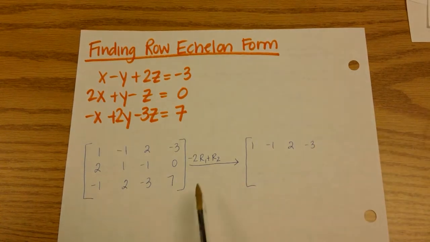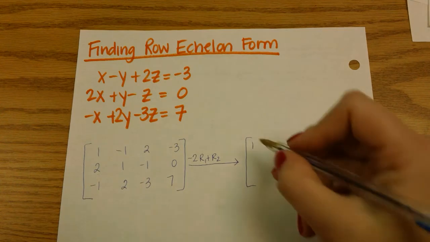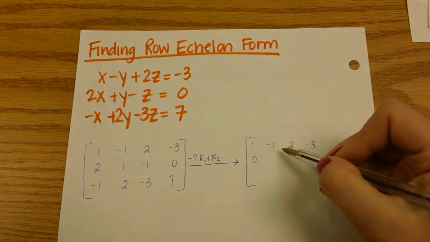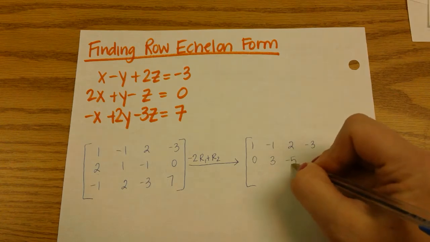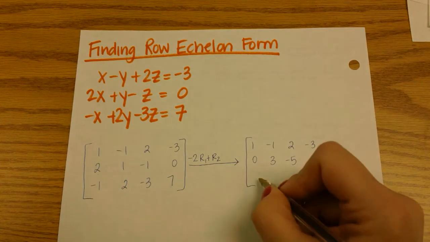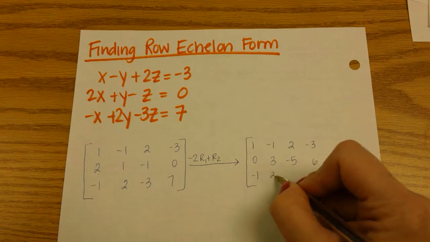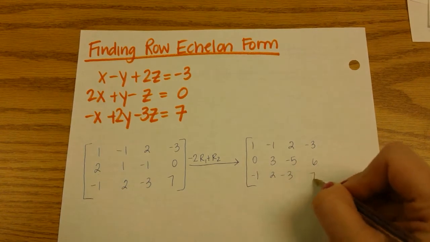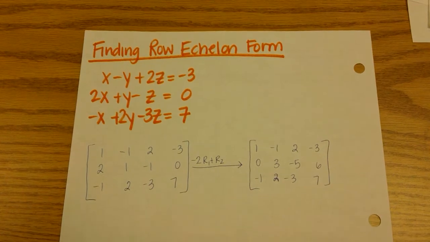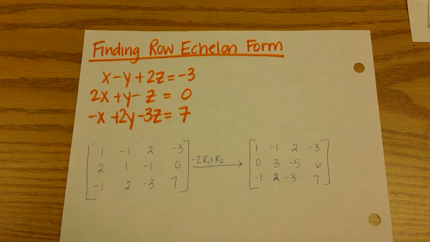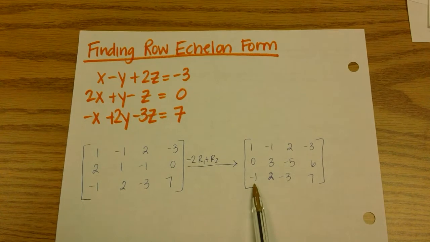Okay, now I'm going to multiply row 1 by -2 and then add it. So we get 0, 3, -5, and 6. Okay, the third row is going to stay exactly the same. 2. All right, now our next step, we want to make sure that this down here is also a 0.